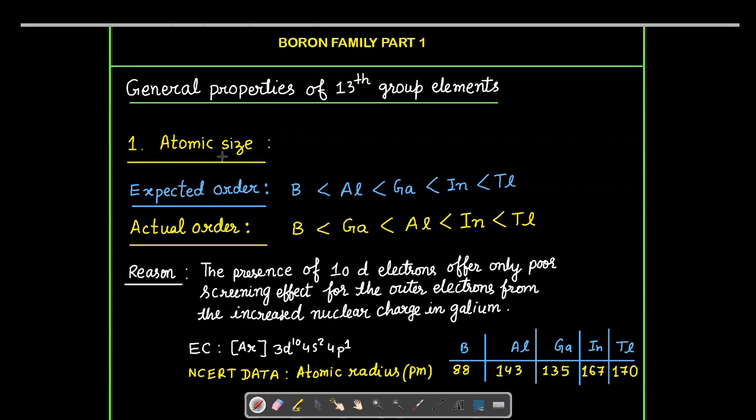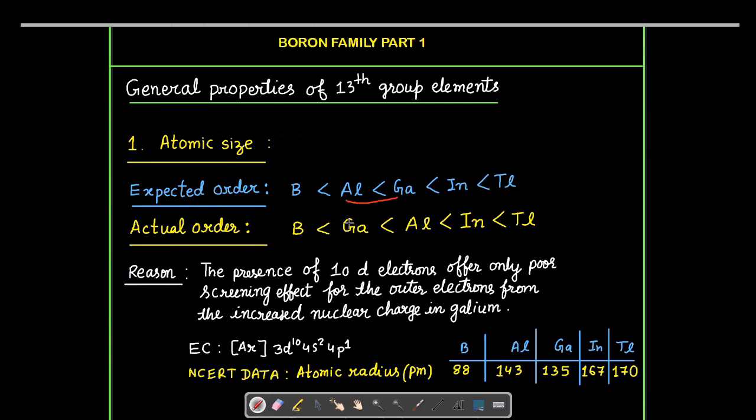As we move down the group in the boron family, since the orbit number is increasing, it is expected that the size of atoms should increase. So what is the expected order? Boron should have the least atomic size and thallium should have the most atomic size. Moving from top to bottom, it is expected to increase continuously. But from experiment, the actual order shows a change in the position of boron and gallium.